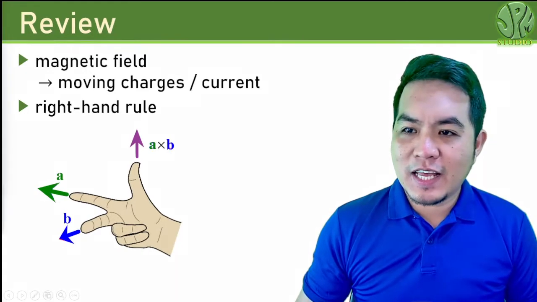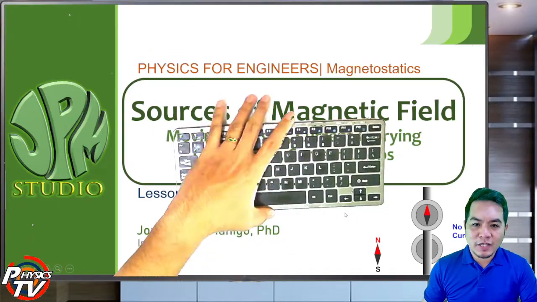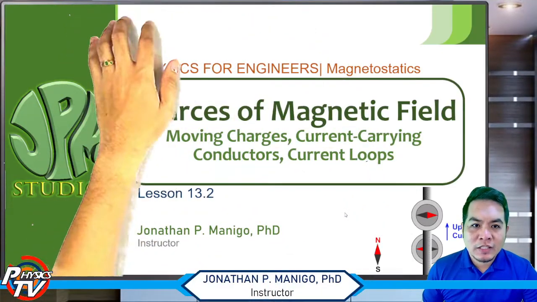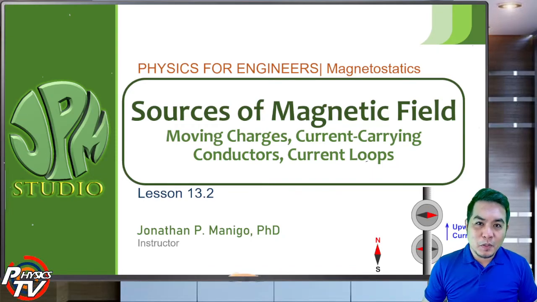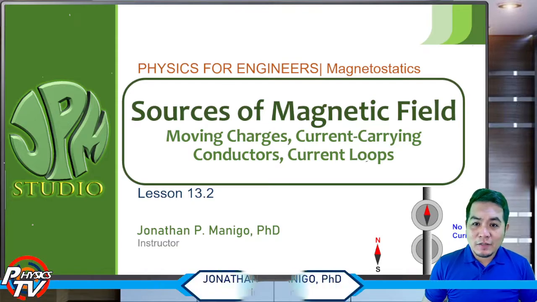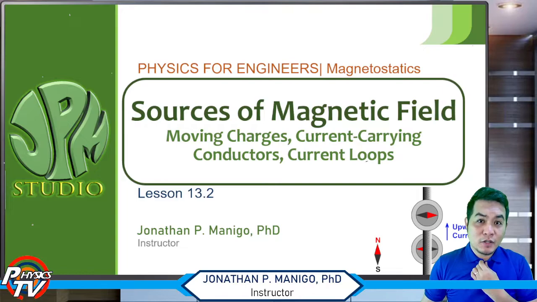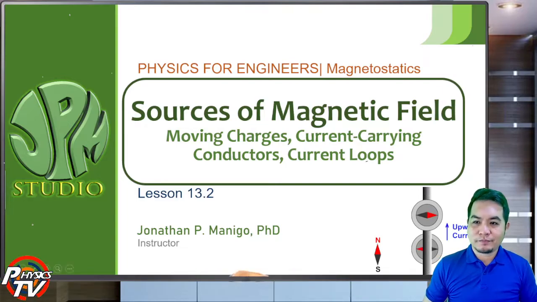So for this lesson, we will be talking about the different sources of magnetic field. We will be talking about the magnetic field of moving charges, the field of current carrying conductors, and lastly, the magnetic field of current loops.